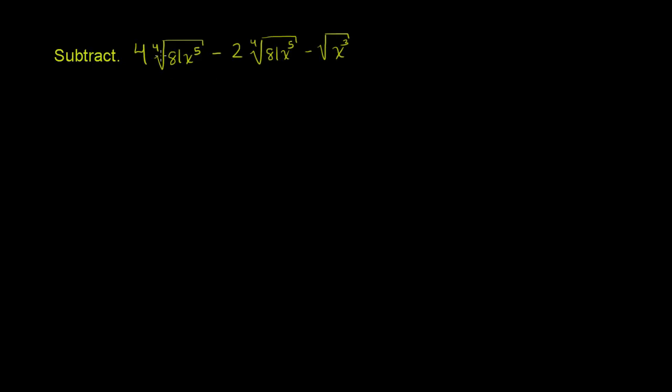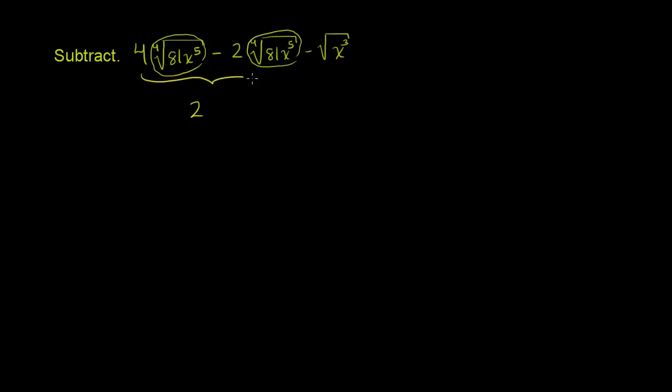And so you really can just say, look, I have 4 of something, and this something I'll just circle in yellow. I have 4 of this, it could be lemons. I have 4 of these things, and I want to subtract 2 of these things. These are the exact same things. They're the 4th root of 81x to the 5th. So if I have 4 lemons and I want to subtract 2 lemons, I'm going to have 2 lemons left over. Or if I have 4 of this thing and I take away 2 of this thing, I'm going to have 2 of these things left over.